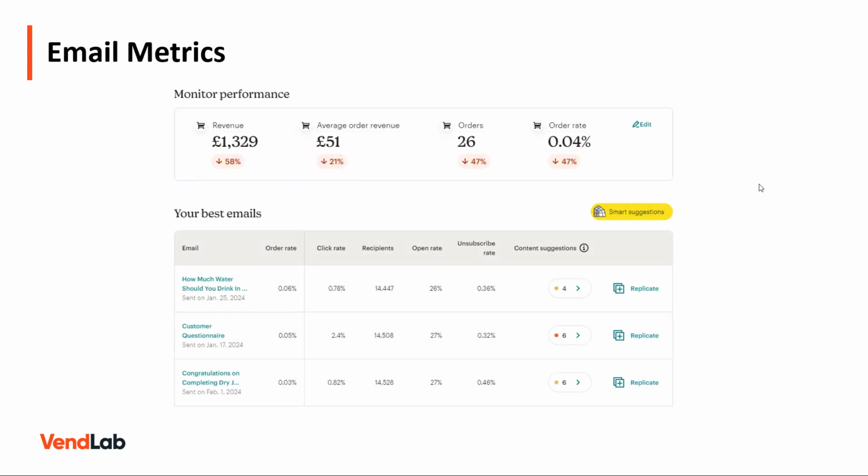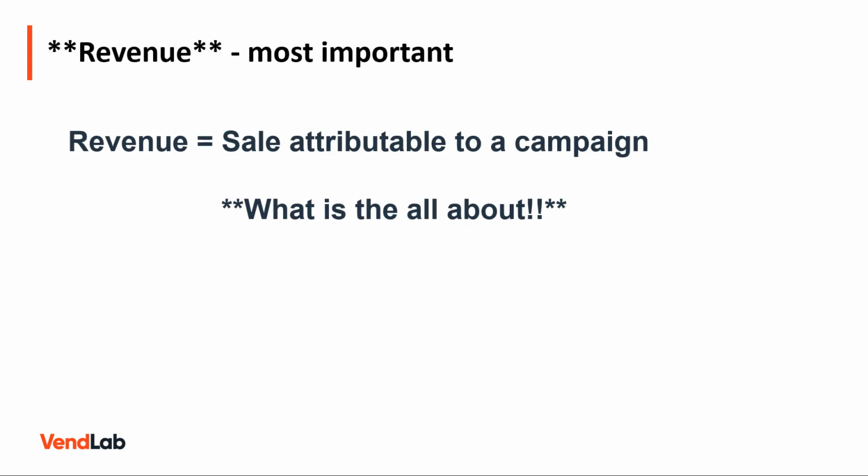Email metrics help you understand how your campaigns perform, for example, open rate, click-through rate, and conversion rate. Your email marketing platform, for example MailChimp, will provide these at the account and campaign level, where they can be compared over time. The most fundamental and most important metric that you need to look at is your revenue from your email campaigns. Revenue, simply put, is the sales attributable to a campaign. This is what it's all about. You should be seeing a positive return on investment from your email marketing.